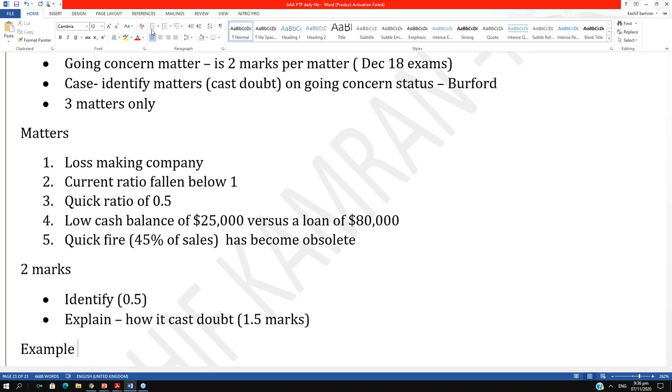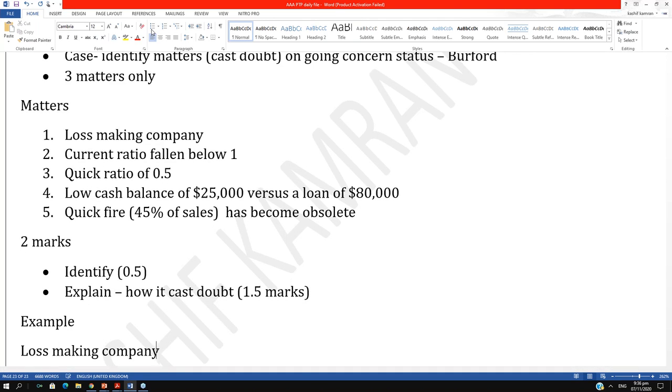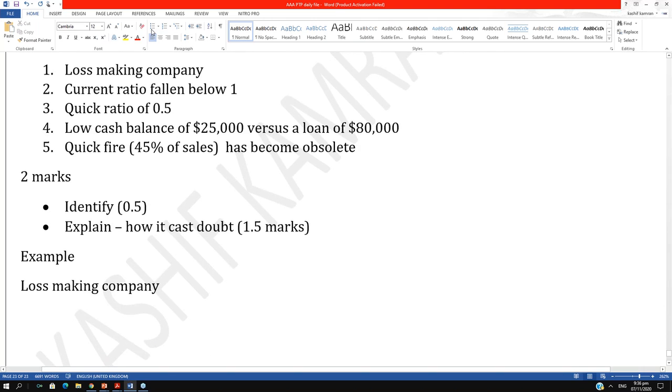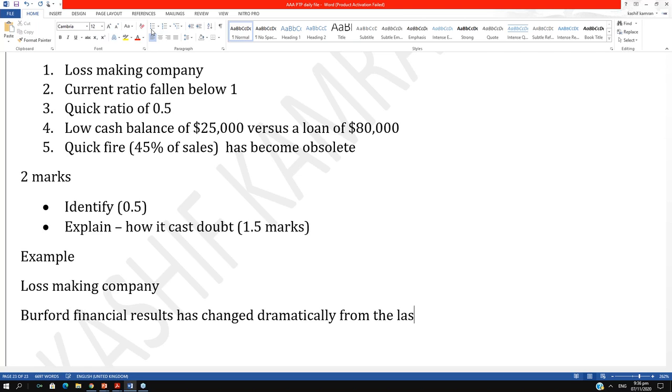Let's take an example and solve it. For example, the first point, loss making company. You explain it. See, how would I explain it for 2 marks? Burford financial results have changed dramatically from the last year, and the company is now loss making. Did they have profit last year? So has it been a dramatic change from the last year to this year, everyone? Right? So Burford financial results have changed dramatically from the last year, and the company is now loss making.